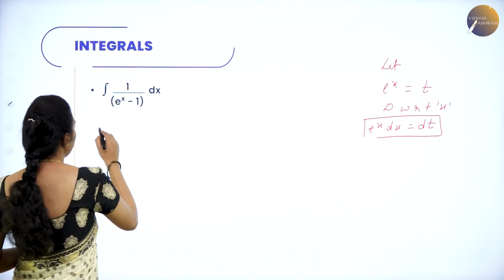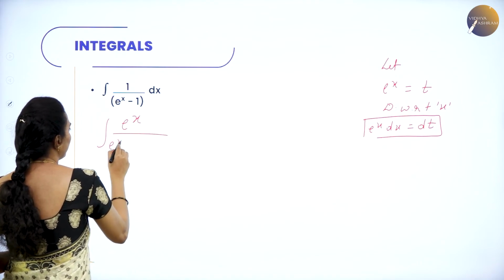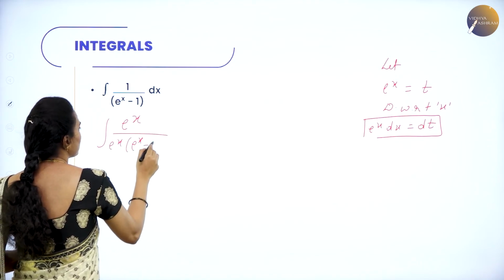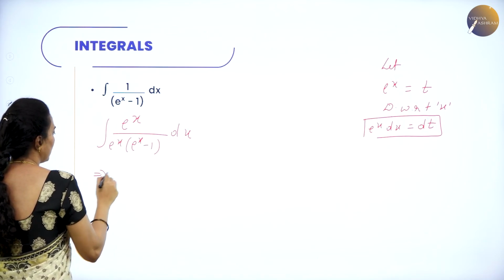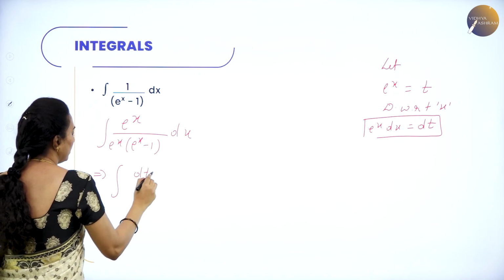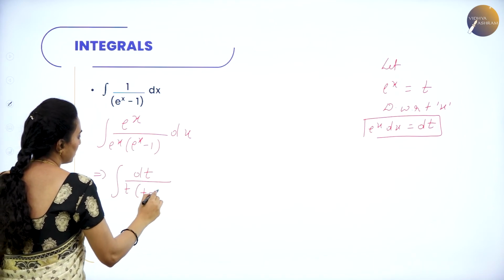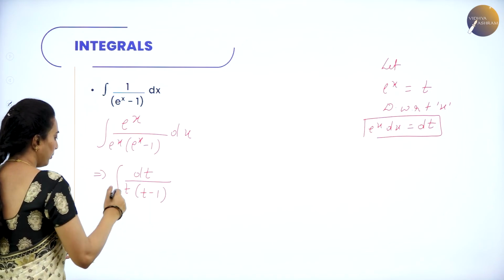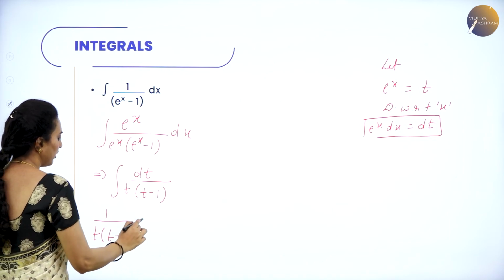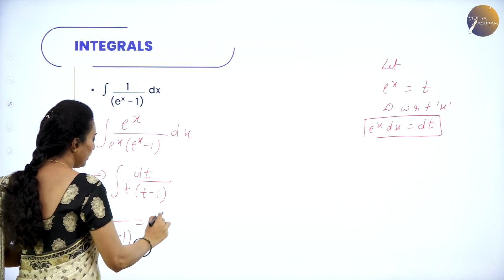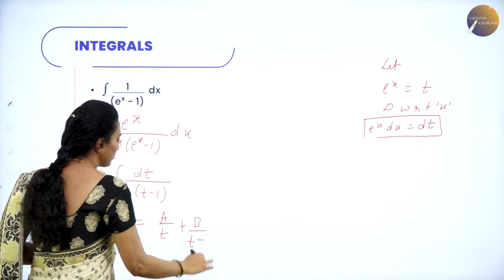So I am going to multiply and divide by that one. Multiply by e power x divided by e power x into e power x minus 1 into dx. Now e power x into dx I can substitute as dt, divided by e power x, which we have substituted as t, into t minus 1. Now again 1 divided by t into t minus 1, writing similar to the last problem, as a divided by t plus b divided by t minus 1.